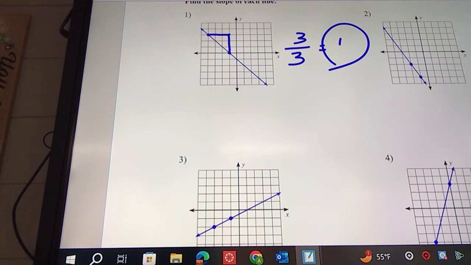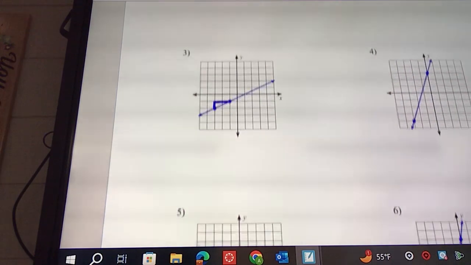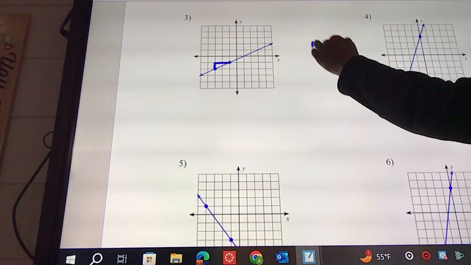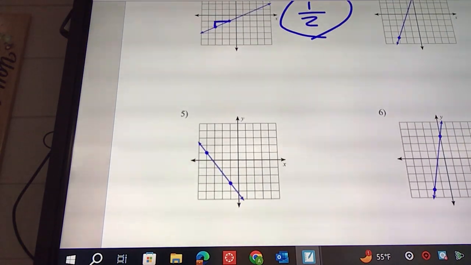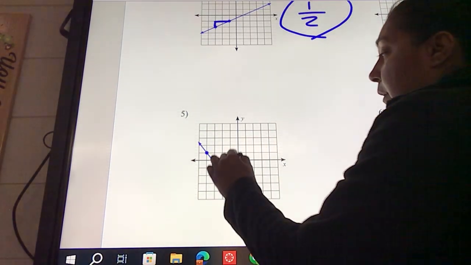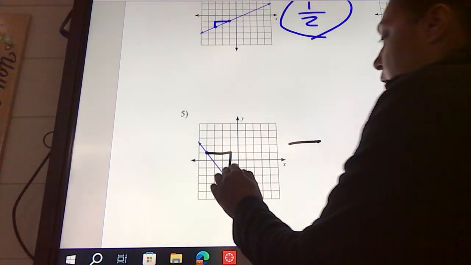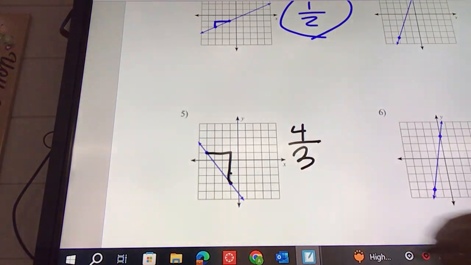Okay, if we look at number 3, how much do you rise? How much do you run? One, 2. Okay, we go up 1 over 2. Okay, number 5. We're going to go up and then over. How much do we go up? How much do we go over? 4 over 3. Is that right?